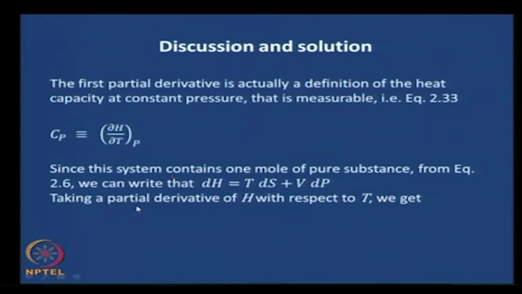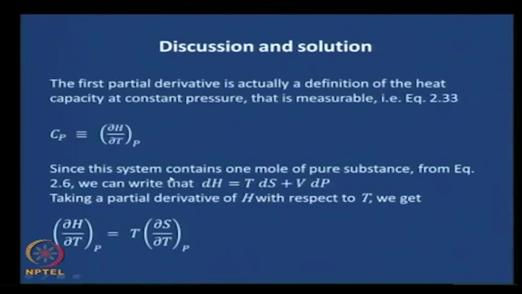Now, if we take the partial derivative of H with respect to T at constant P, ∂H/∂T at constant P, the first term will be T ∂S/∂T at constant P, and the second term is going to vanish here because we are forcing P to remain constant. Therefore, dP will go to 0 and this term would vanish. Therefore, ∂H/∂T at constant P equals T ∂S/∂T at constant P.